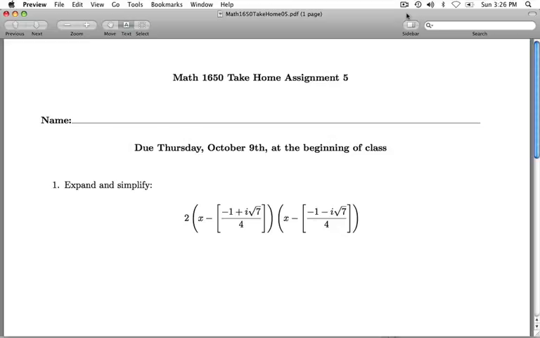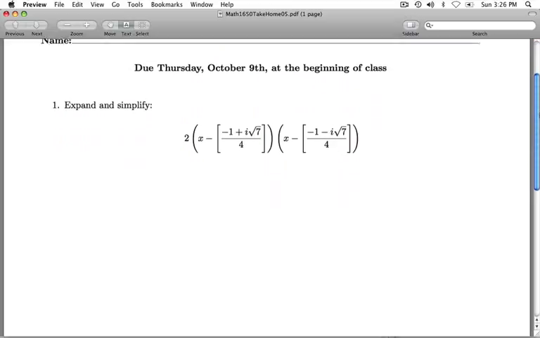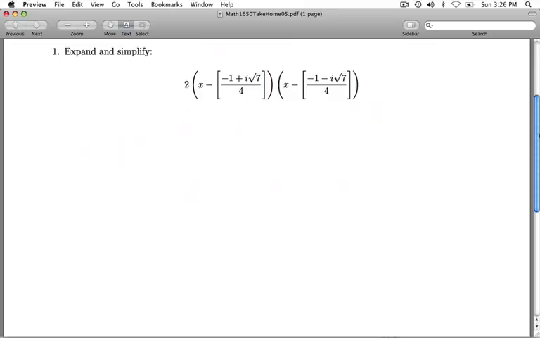Hi folks, this is College Algebra Take Home Assignment 5. We're asked to expand and simplify this terrible looking expression. Now we know what this should turn out to be. What we're doing is testing the factor theorem.